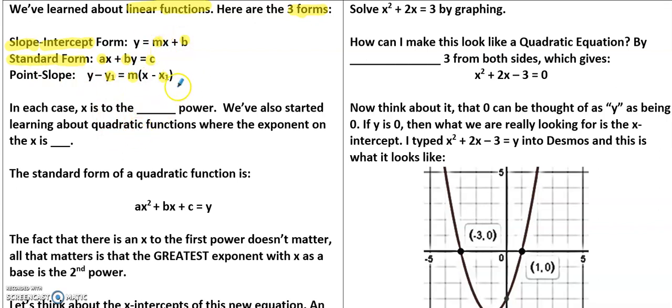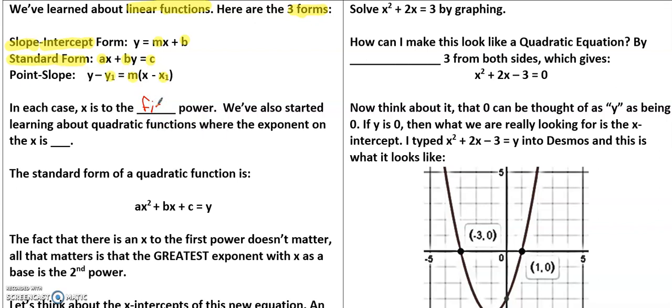And of course you can go between any of these forms using algebra. In each case, x is to the what power? Now, seriously, x is to the first power here, x is to the first power here, and x is to the first power here. So we're going to say x is to the first power in each one of these.